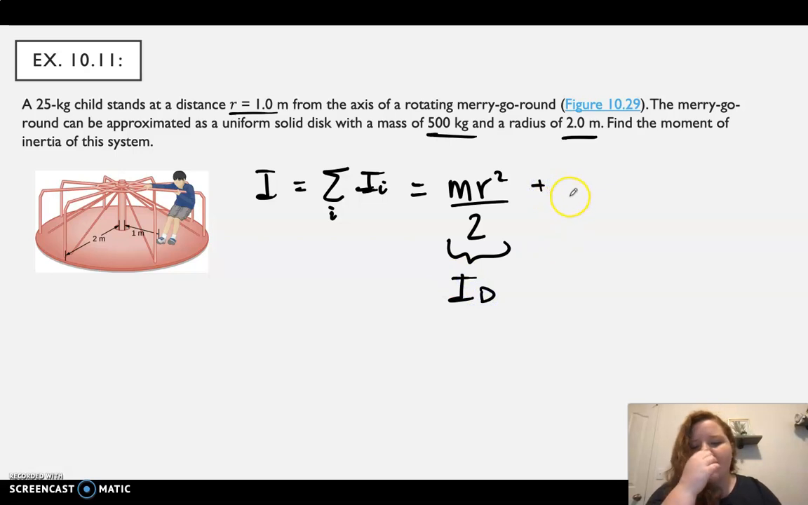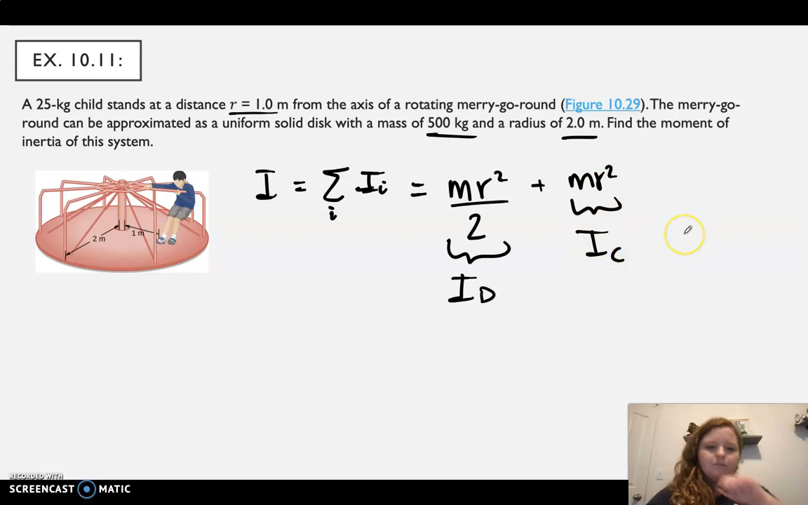And then I have the child, and in this case, because the child has so much less mass, we're just going to say that he is a point mass on this system. So then we're going to have mr squared, and this is I sub child.